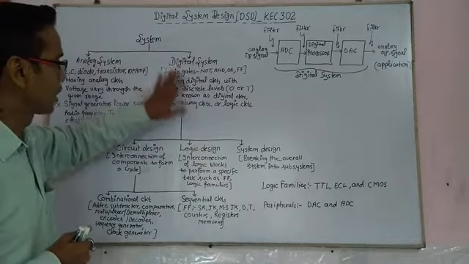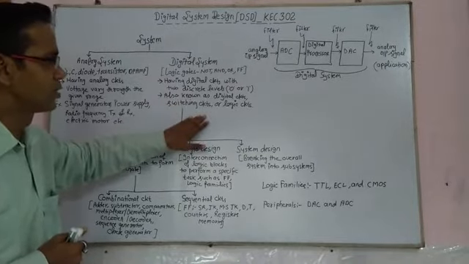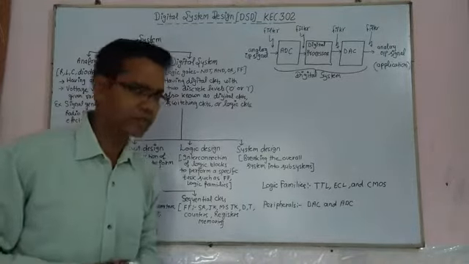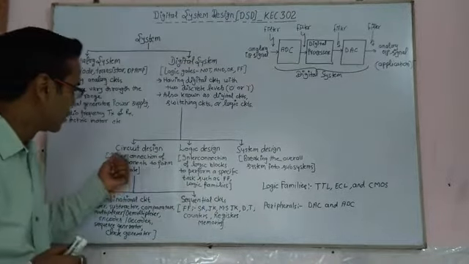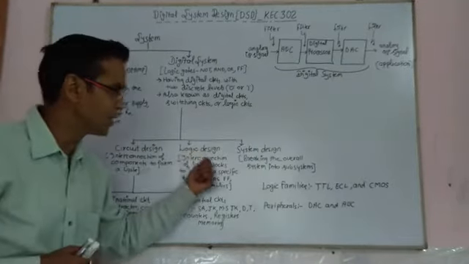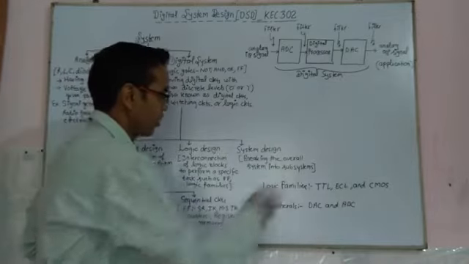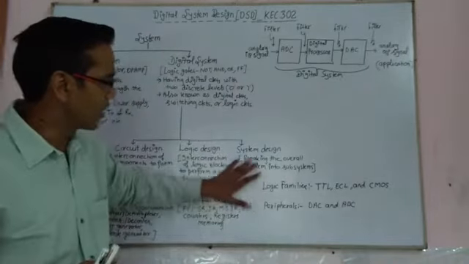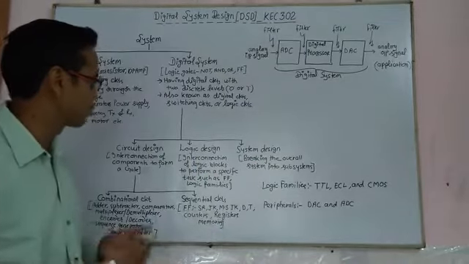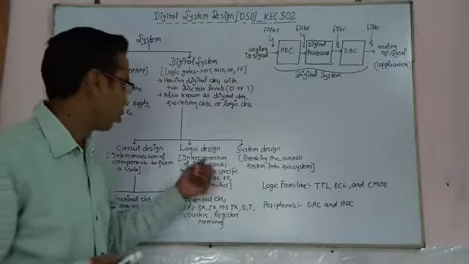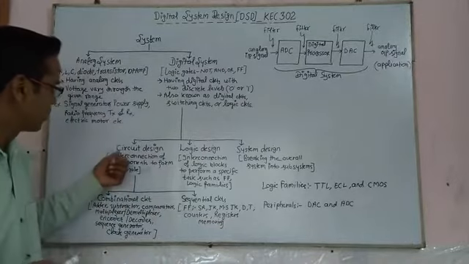These digital circuits are also known as switching circuits or logic circuits, and the digital system is further divided into circuit design, logic design and system design. Whenever you go to design a system, you must first design a logic circuit. Before this logic design you have to design a circuit.